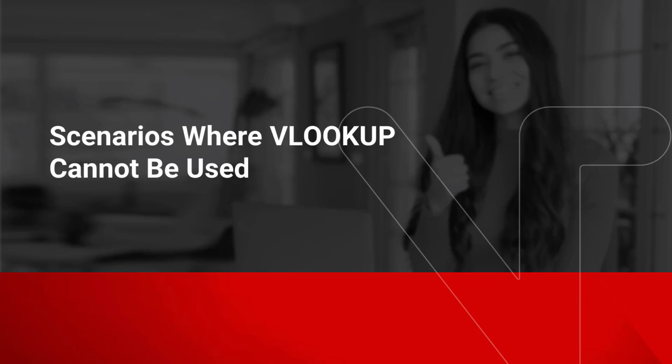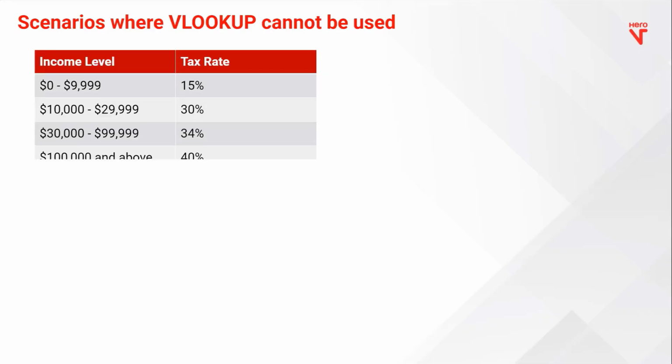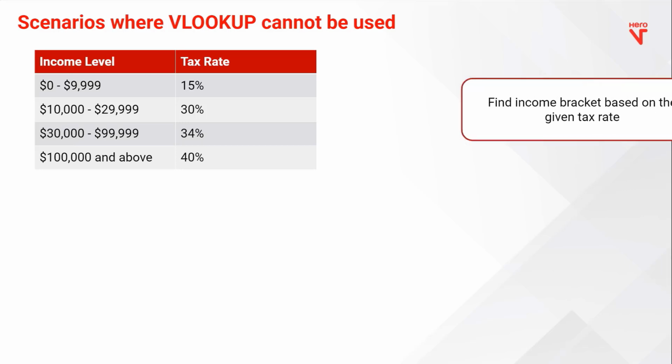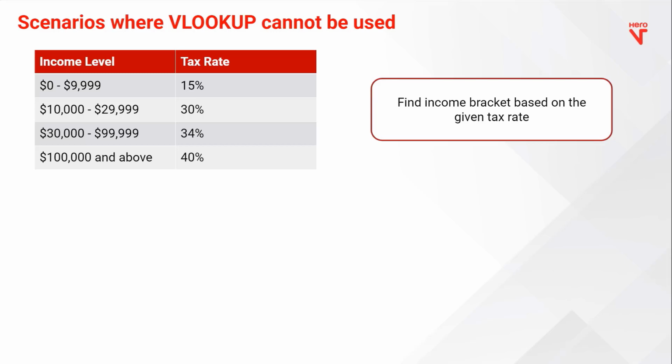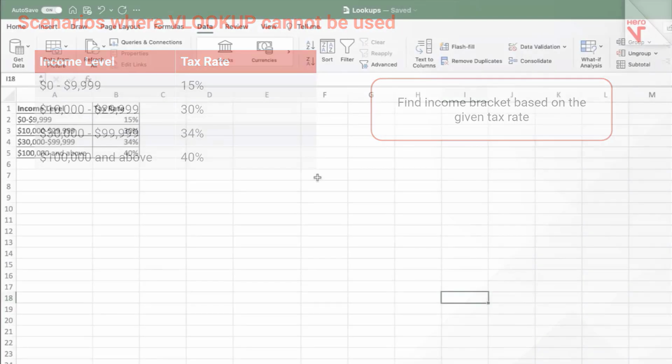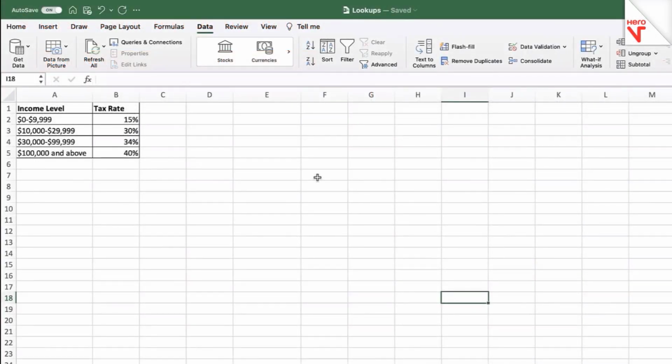Let's now look at scenarios where VLOOKUP doesn't help. Now let's suppose that instead of finding tax rate based on income bracket, we want to find income bracket based on tax rate. Let us now see if we can use VLOOKUP to look up the income bracket corresponding to a particular tax rate.